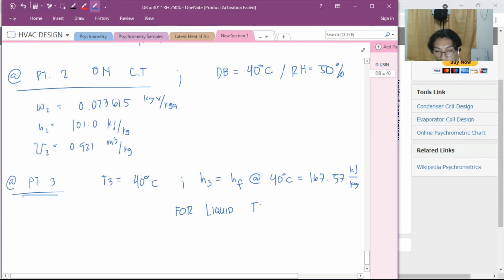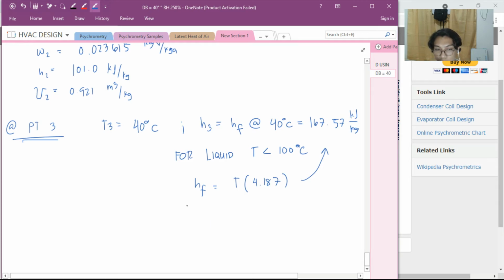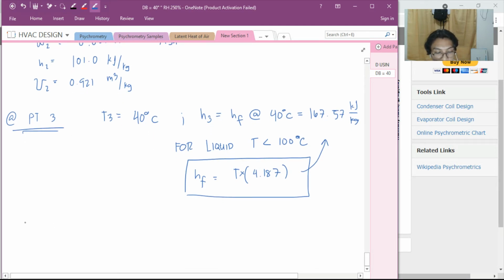Sir, pag hindi namin alam kung paano kunin yung H3, since water ito, for liquid only, temperature is not greater than 100 degrees Celsius? Ganito gawin mo, in order for it to get yung HF, multiply mo yung temperature times 4.187. Ang lalabas diyan is itong value 'to. You may try. For approximation, ito yung formula. Okay na?